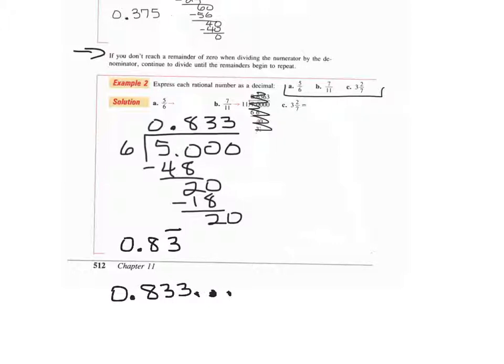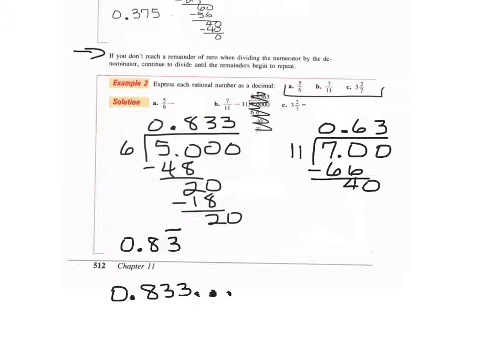Let's try this 7/11. Again, put the numerator in the division box, the denominator outside. 11 won't go into 7, but 11 will go into 70 6 times. 6 times 11 is 66. Subtract, bring down the 4, bring down another 0, and then it'll go in 3 times.